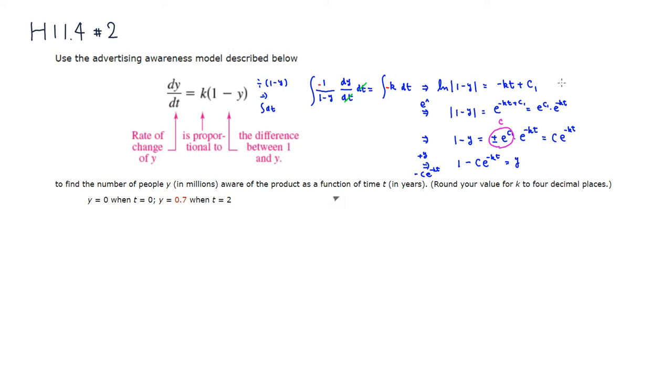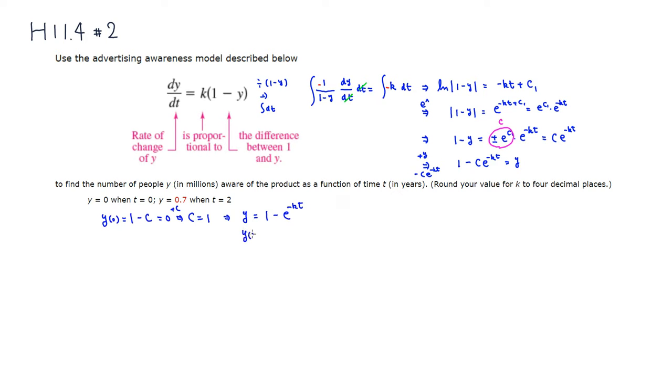Then I'm going to use the conditions. It says that y is equal to 0 when t equals 0. So y of 0 is equal to 1 minus e to the 0, which is 1, so it's minus c, and this is equal to 0. Adding c, you get c is equal to 1. So this tells us that y is equal to simply 1 minus e to the negative kt. Then I use the second condition to find k.